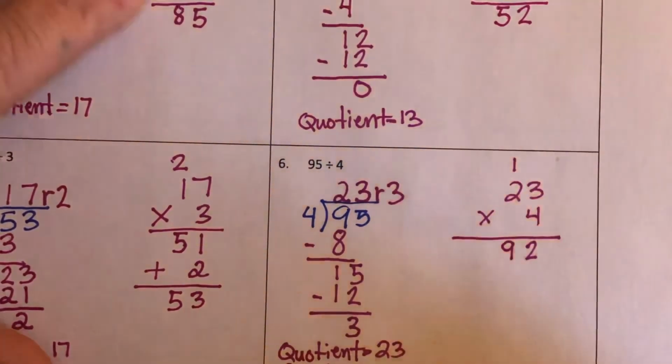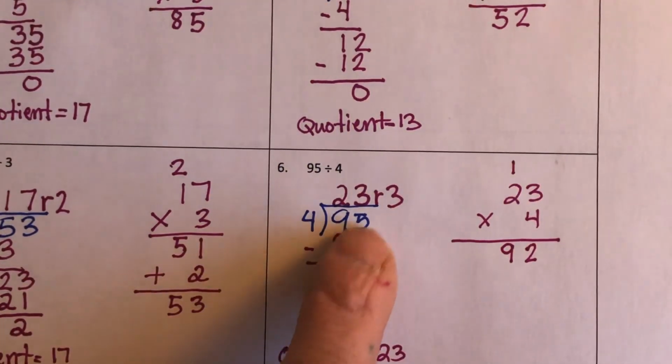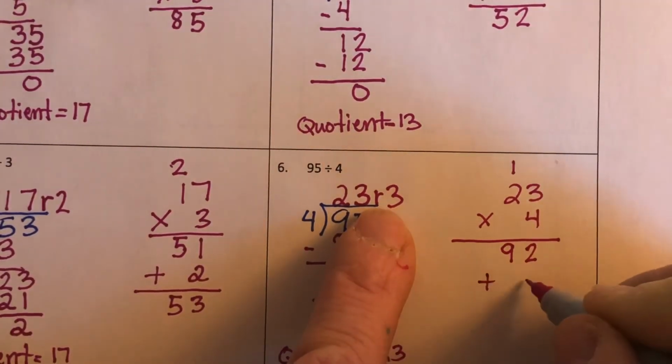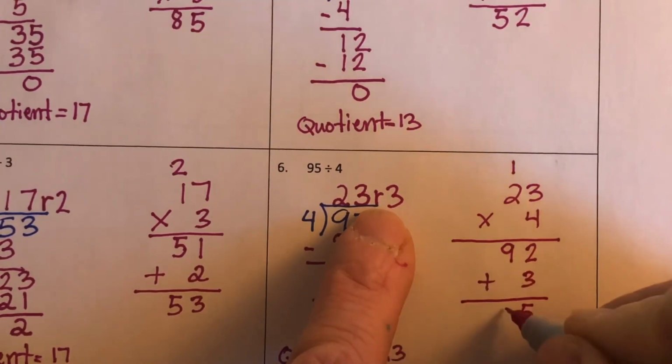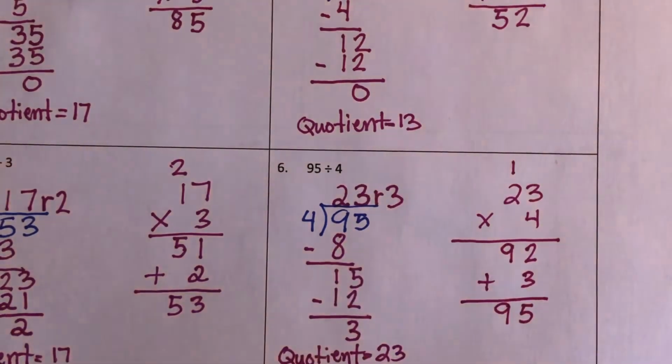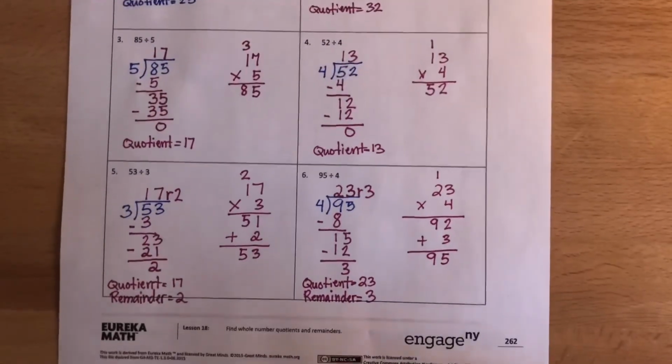There's 92. I got 95. Oh, I need to add the remainder. Plus 3. 2 plus 3 is 5. 9, 95. There we go. Great. Okay, there's the front.